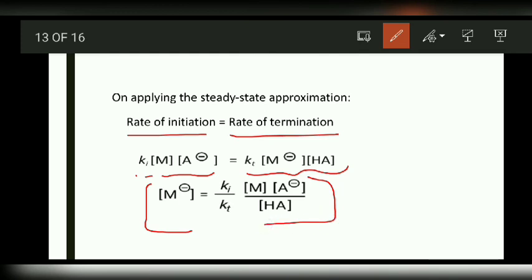So we get an expression like this. So how to get this? Retain this M minus on one side and transfer this HA and Kt to the other side, right? Then substitute this value of M minus in the propagation rate equation, that is equation number 2.